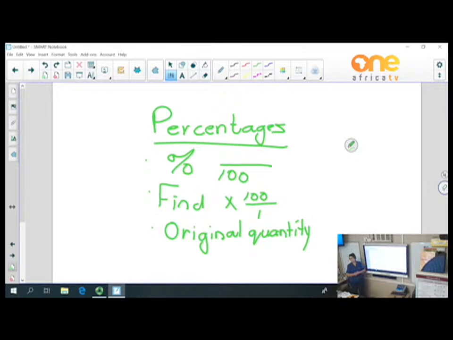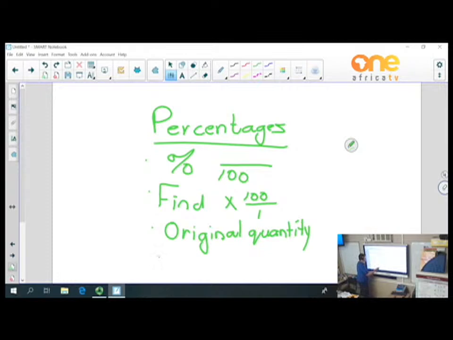So what we do is we add it to 100%. If it's like tax, you add it. If it's like a decrease or a sale, you're going to subtract it, and then you reciprocal that fraction. Okay, but when we come to that, we'll look at that more intensively.